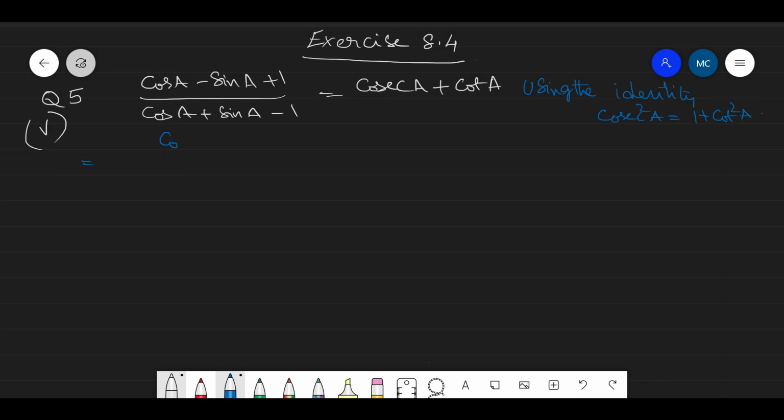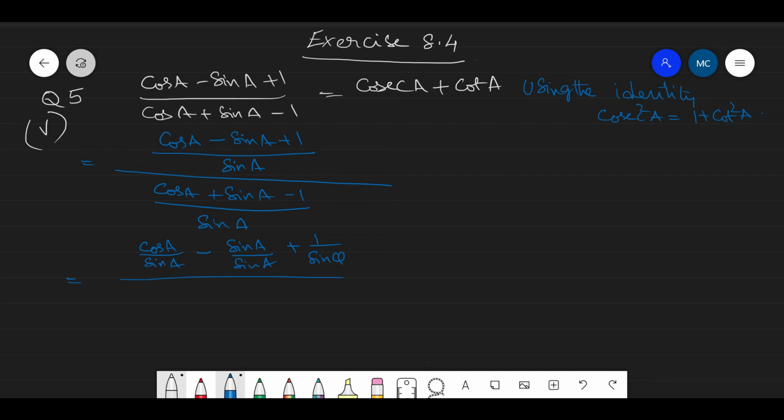Now this will become cos A minus sin A plus 1 by sin A, again by cos A plus sin A minus 1 by sin A. So when you divide numerator and denominator with sin A, here you will be getting cos A by sin A minus sin A by sin A plus 1 by sin A, and coming to the denominator, it will become cos A by sin A plus sin A by sin A minus 1 by sin A. Now let us simplify this.